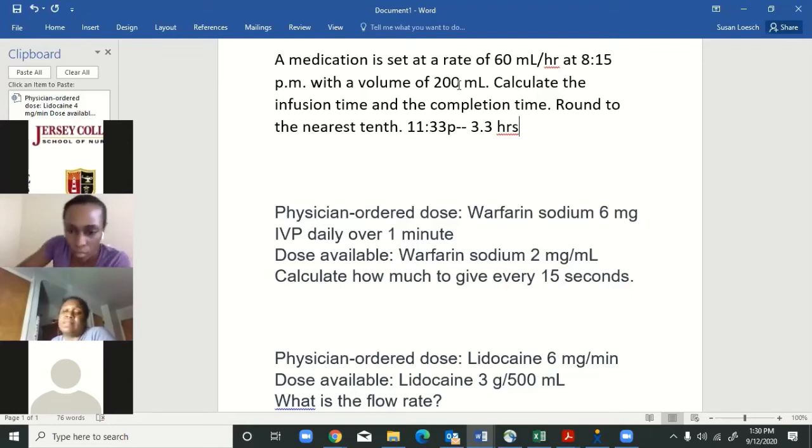Okay, so for this one, Michael's correct. You take 6 milligrams because that's your desired dose, right? And you divide it by 2 milligrams because that's what you have on hand. So everybody do that step. That should give you 3 milligrams. And then you would multiply that times 1. If it was something other than 1, then that's what you would multiply it by. Okay, and that tells you how much you're giving over 1 minute. And then you have to divide that by 4 because there's 4 15-second intervals in a minute. So what'd you get, Michael? 0.75. Okay, everybody understand that? Yes. Anybody who doesn't?